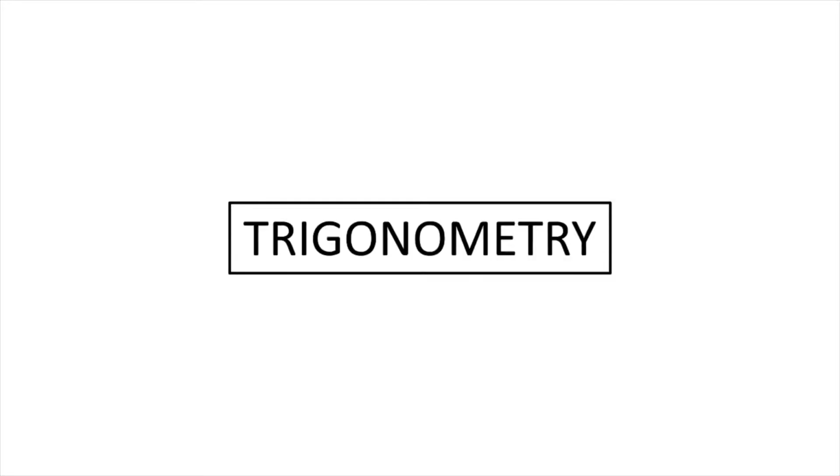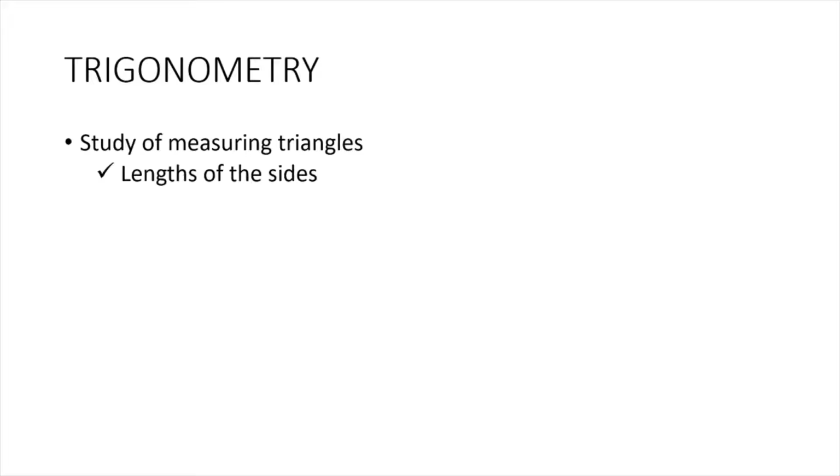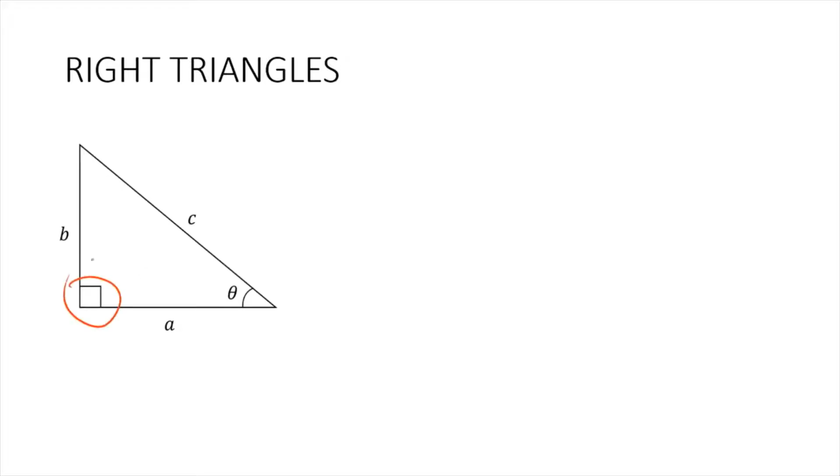In this video, we're going to talk about trigonometry in terms of right triangles. Trigonometry literally means the study of measuring triangles. So we will be dealing with the relationship between the lengths of the sides and the measurements of the angles. Now, one way to study trigonometry is through the use of right triangles. A right triangle basically is a triangle in which one of the angles is a right angle.